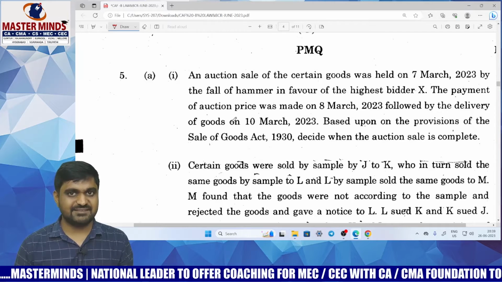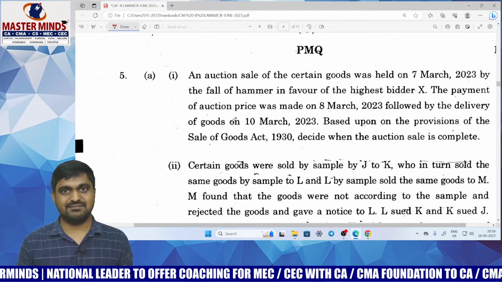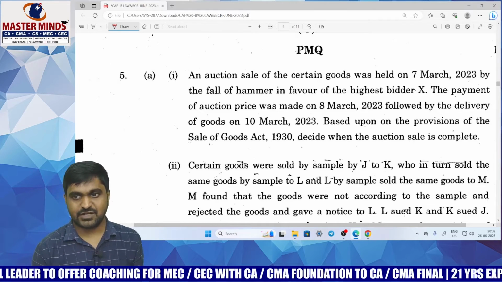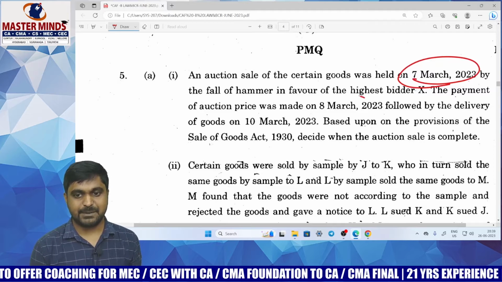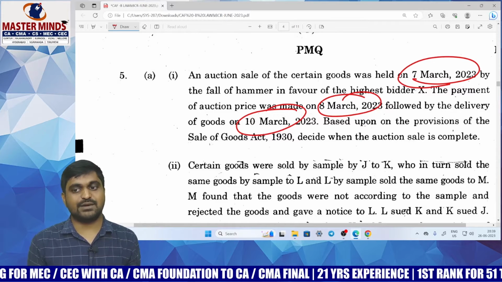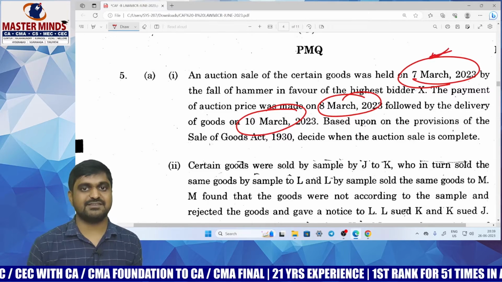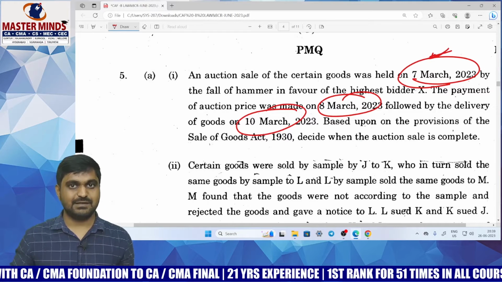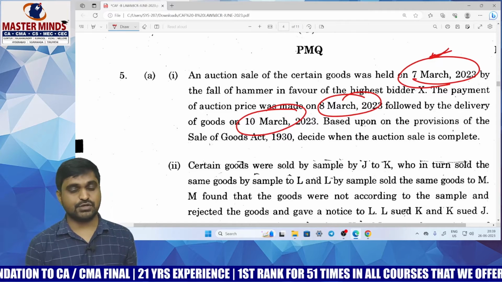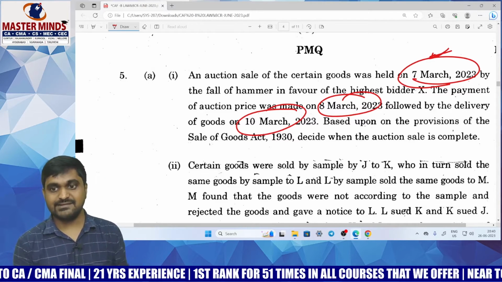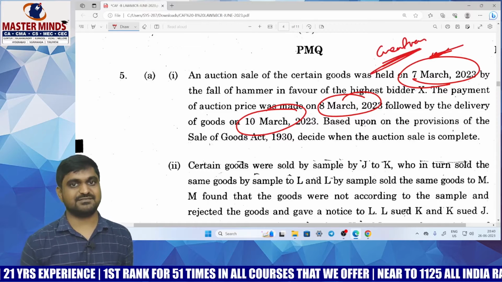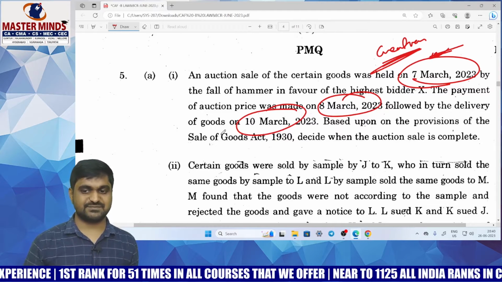And this is a very simple question. When will the contract of sale get concluded in case of auction sale? By fall of hammer. So here 3 dates are given. Fall of hammer 7th March, payment of price 8th March, delivery of goods 10th March. By which date is the contract said to be completed? The contract is said to be completed on 7th March itself. That is, by fall of hammer the contract is completed. So whether the performance happens or does not happen, it does not matter. Here it is not about the performance. It is about the creation of the contract. So when is the contract created? On 7th March itself. That's why you need to write 7th March.